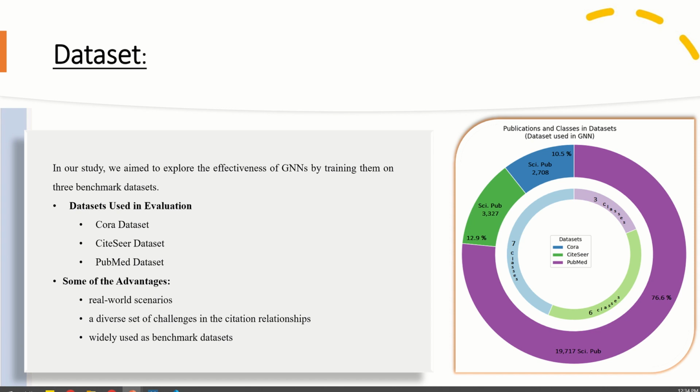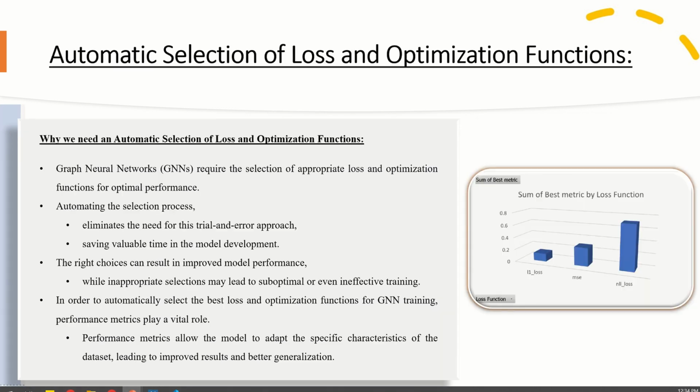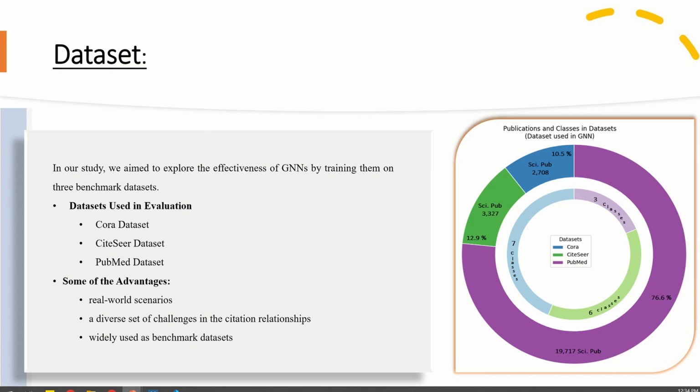So, the datasets in our study: we aim to explore the effectiveness of graph neural networks by training them on three different benchmark datasets: Cora dataset, CiteSeer dataset, and PubMed dataset. Some of the advantages of using these datasets are that they consist of actual scientific publications, making them highly representative of a real-world scenario.